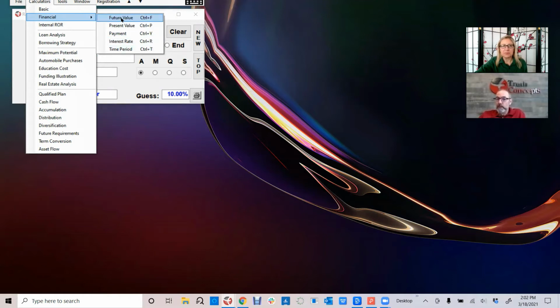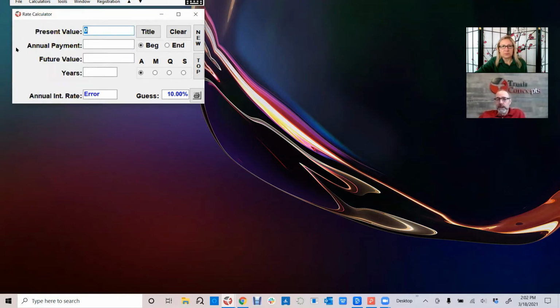These are also great for proving existing numbers, maybe in a calculator if there's some doubt as to whether a number is right. This can be a great tool for that to help reinforce that for the client. So I use these calculators quite a bit.